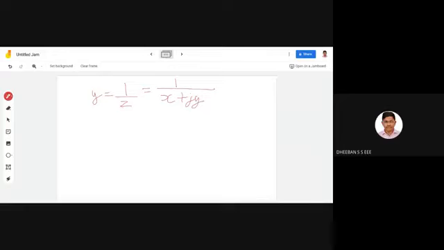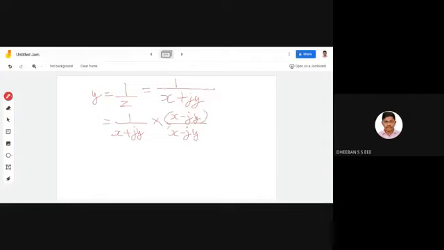So in order to find the y value, you have to take the conjugate with respect to z. If you're taking the conjugate, you'll be getting the y value. So how will you take the conjugate? You have to invert the sign and then multiply and divide the numerator and denominator. So it becomes 1 by x plus jy, multiplied by x minus jy over x minus jy.